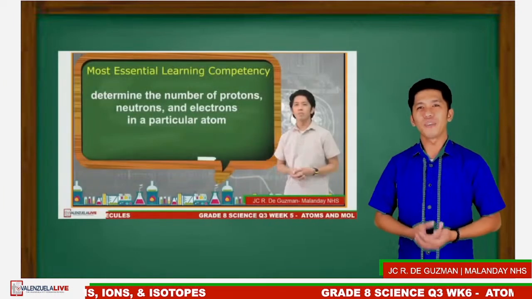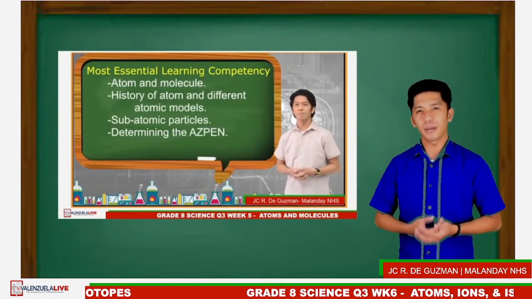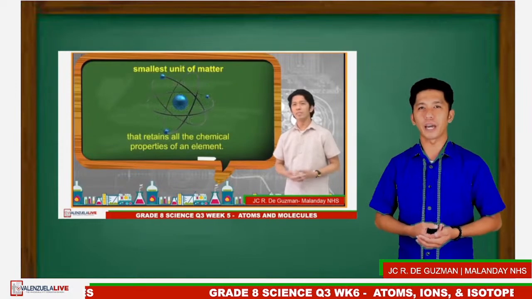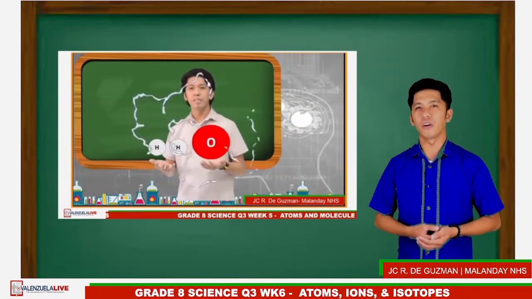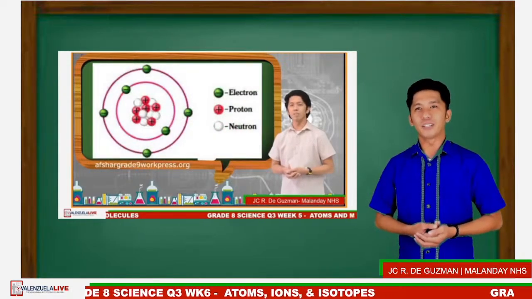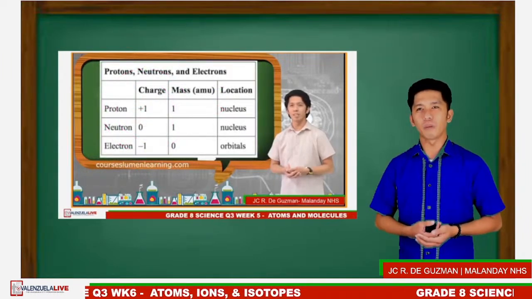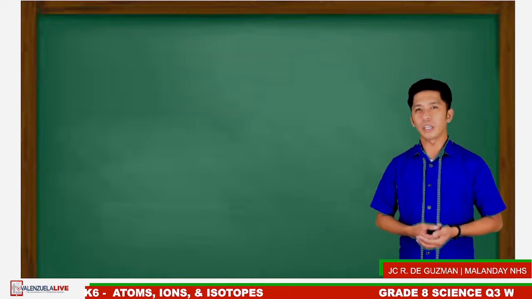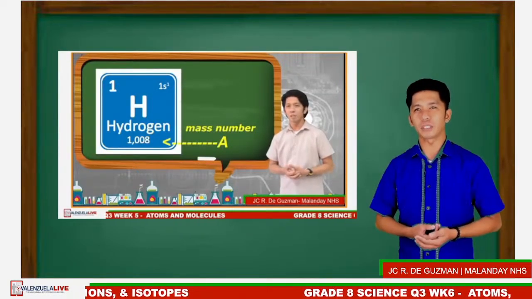Last week, we have learned how to determine the properties of subatomic particles by discussing the different models of the atom, and we have learned how to compute for the value of each subatomic particle. To determine the values of each particle, it is very important to know the atomic notation, where it includes the atomic number, mass number, and the element's name and symbol.